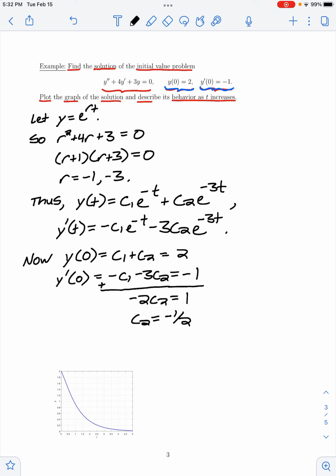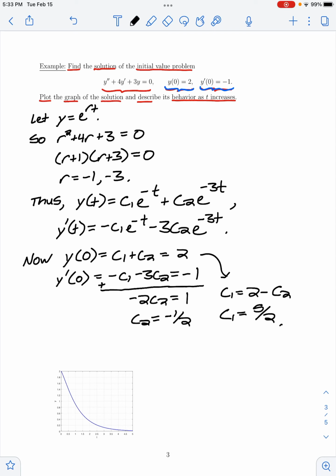Now, once I have the value of c2, I can substitute into one of my earlier equations. And the first equation told us that c1 is 2 minus c2. So since c2 was negative 1/2, we have 2 plus 1/2, or 5/2.